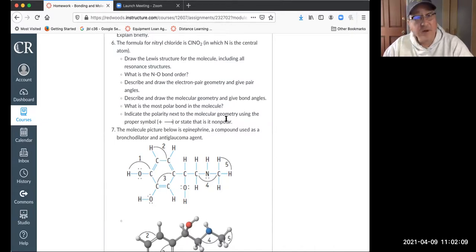So I'm going to write down, we want to get the Lewis structure. We want to get the NO bond order. We want to describe the electron pair geometry and give angles. So describe means name it. And Fred is the wrong answer. Describe and draw the molecular geometry. That means name it.